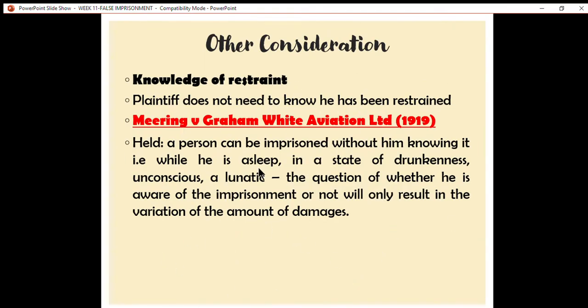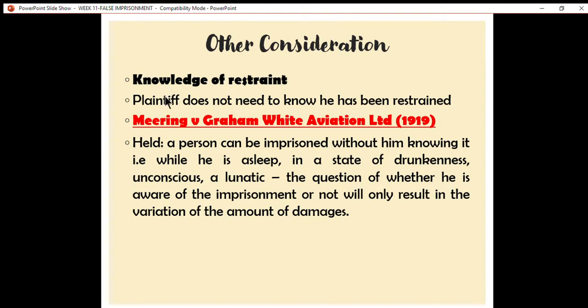Okay, however, despite we have the 3 elements of false imprisonment, we need to consider this aspect as well. Another aspect is knowledge of restraint. So whether the plaintiff must have knowledge, whether the plaintiff must be aware that he has been restrained by the defendant.